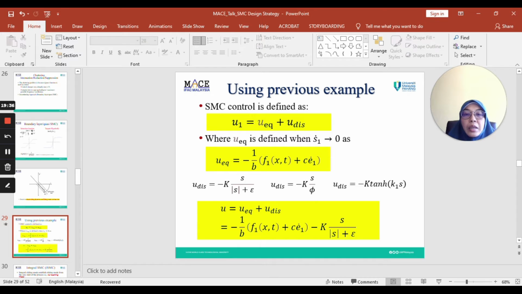So using the previous example, the design for the equivalent control remains the same as before. However, now the discontinuous control law can be replaced by any one of these three. In this case, I choose the signum to be S over absolute S plus epsilon.